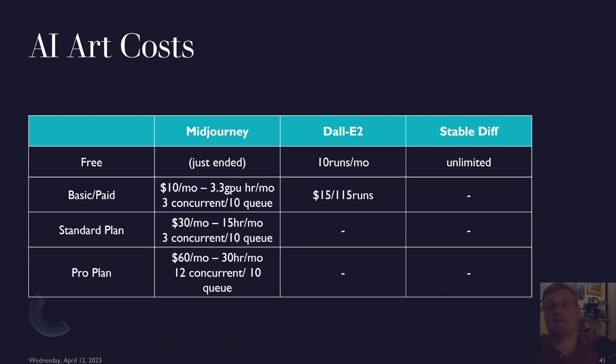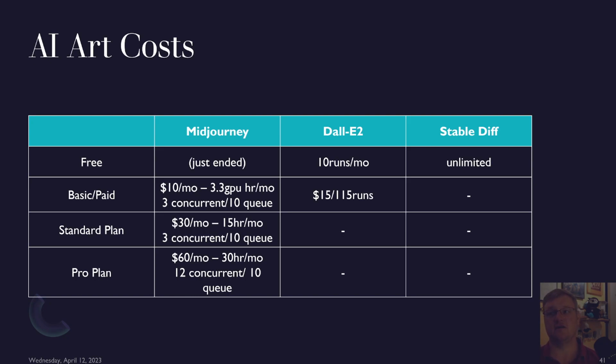So let's talk about what these things cost. Midjourney had a free tier, which it ended a little over a week ago. So it has a basic tier of like $10 a month. That's actually what I pay for today. And if you pay for it by the year, that plan is $8 a month. So these all have discounts if you pay for an annual plan.